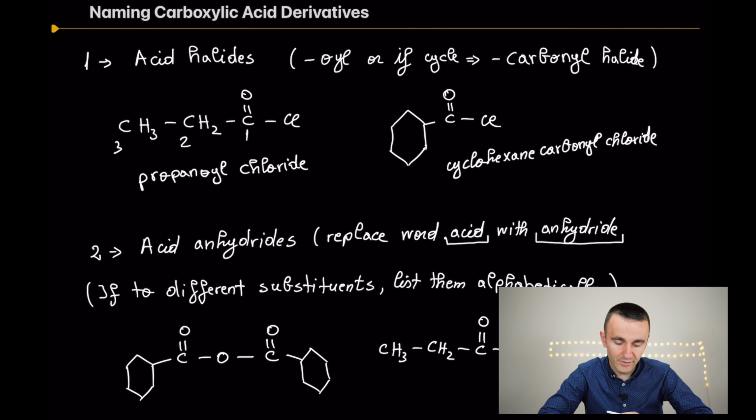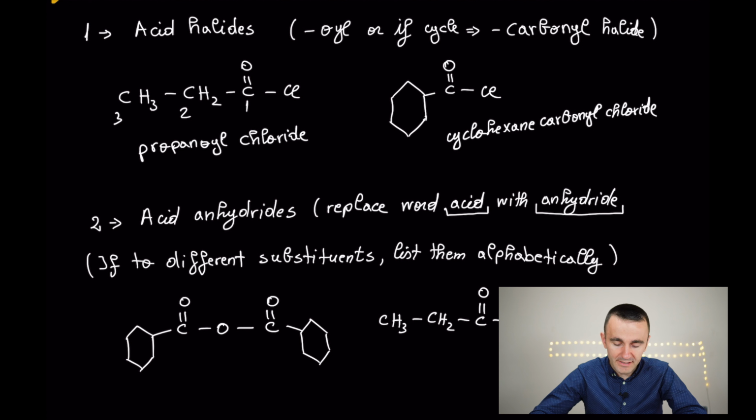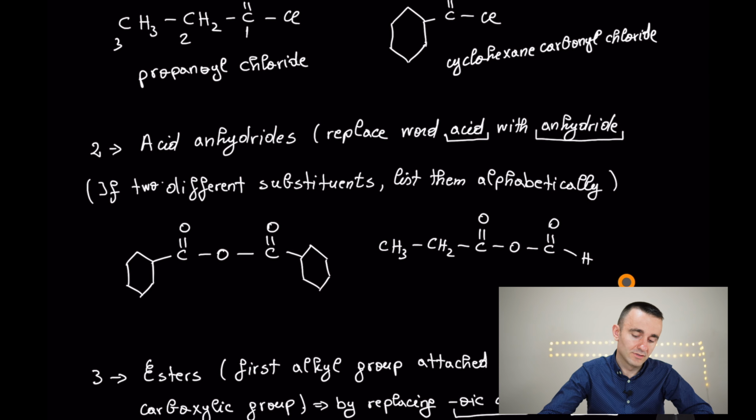Right, let's move further. For acid anhydrides, you have to replace the word acid with the word anhydride. The naming is similar to carboxylic acids, just replace the word acid with anhydride. If there are two different substituents, list them alphabetically. What I mean by that, we are going to see in this example here. Let's start with the first one. Here you have cyclohexane carboxylic anhydride.